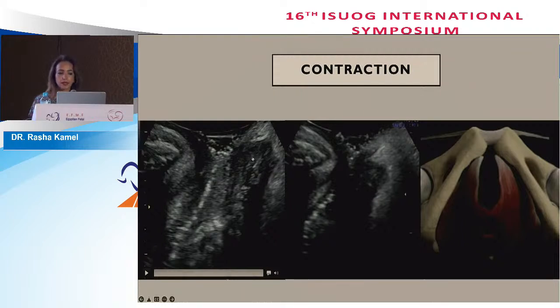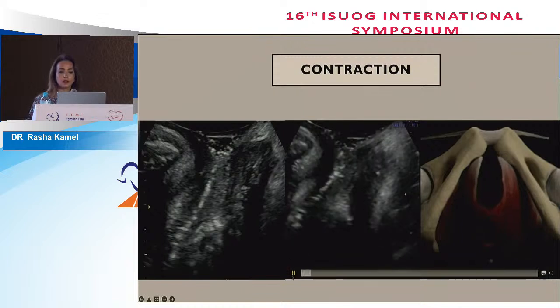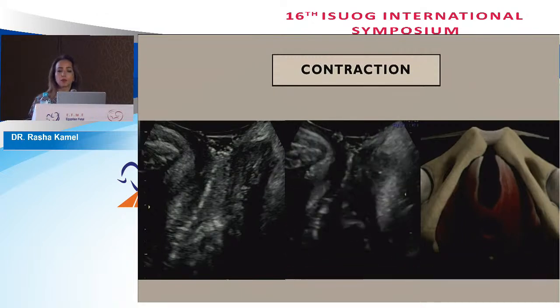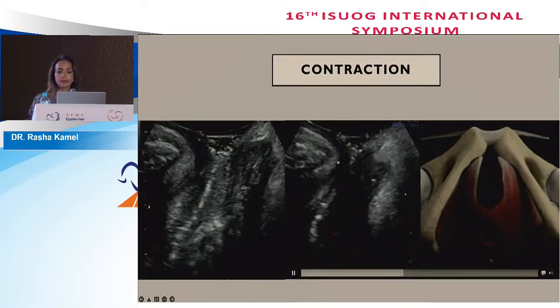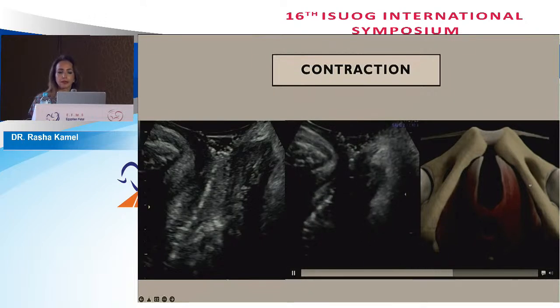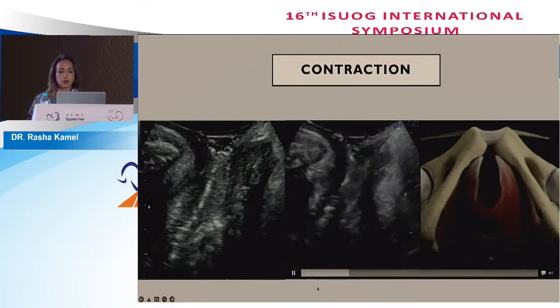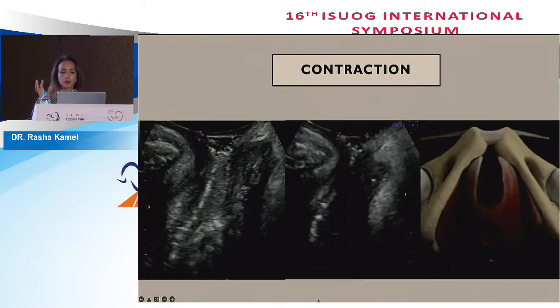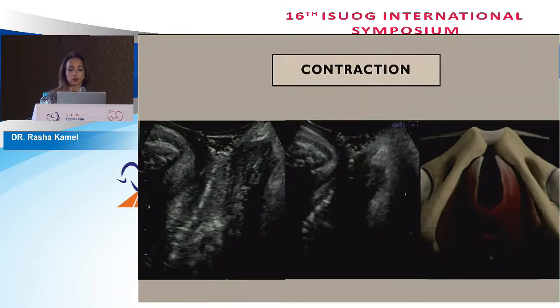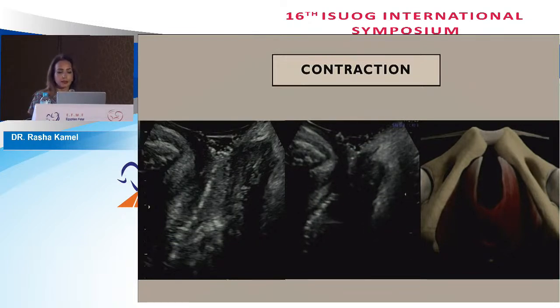So this is at rest again. I'm going to show you again. And this is what happens when we ask the woman to contract. You can see that the distance here actually diminishes. And this is the levator hiatus, as illustrated here, just to show you how it actually decreases in size when we ask the woman to contract.